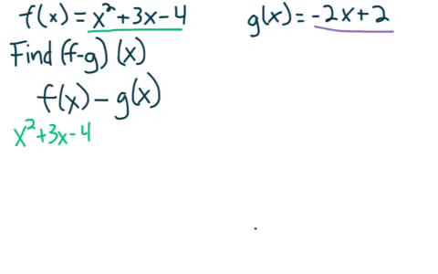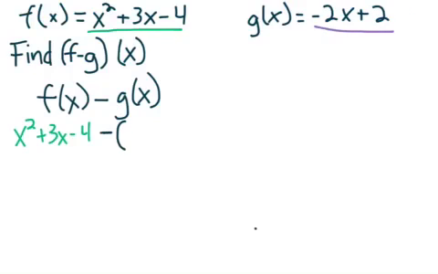And then I'm subtracting g of x. I'm going to write the minus sign. But this is where this one is a little different, so be very careful. I'm subtracting g of x. g of x is negative 2x plus 2. And I want to subtract this entire polynomial. So to show that the entire thing is being subtracted, I need to put it in parentheses.